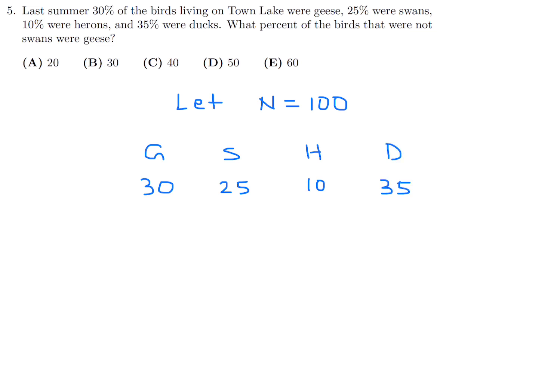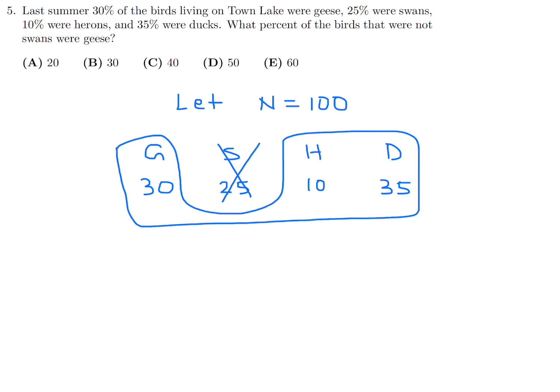So they're saying what percent of the birds that were not swans, so I guess we don't have to talk about this guy, of those remaining, how many were geese? Okay, so geese is 30, and then the ones that are remaining, the total is 30, 10, and 35, which is 75. So this is my percentage. I have to actually get a percentage. So 30 over 75, divide top and bottom by 15, that would give you 2 over 5. And as a percentage, that's 40%. So number 5, the answer is C.